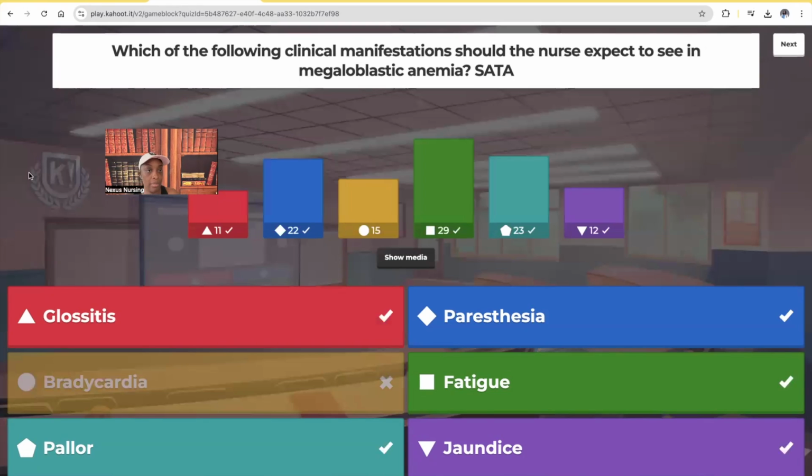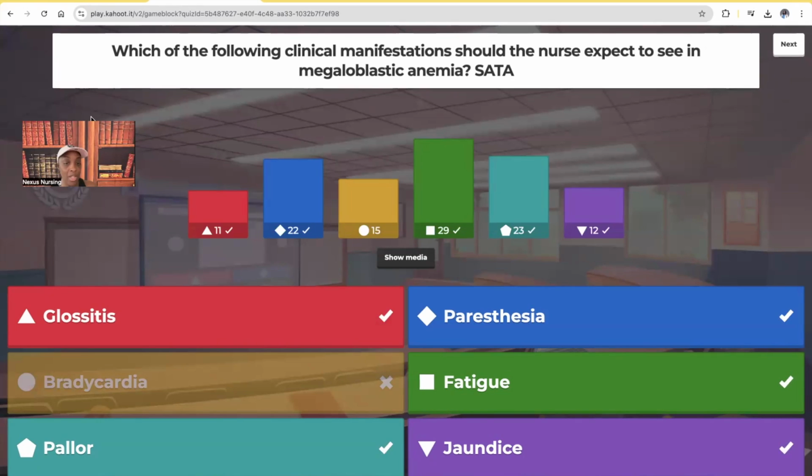All right, let's talk about it. Glossitis. When it comes to glossitis, this is like the hallmark symptom for megaloblastic anemia. When you see glossitis, you should be thinking of megaloblastic anemia versus the other types of anemias, right? So this is an inflamed tongue. It's very large. It's red. It's painful. And the reason the patient experiences this is from lack of vitamin B12.